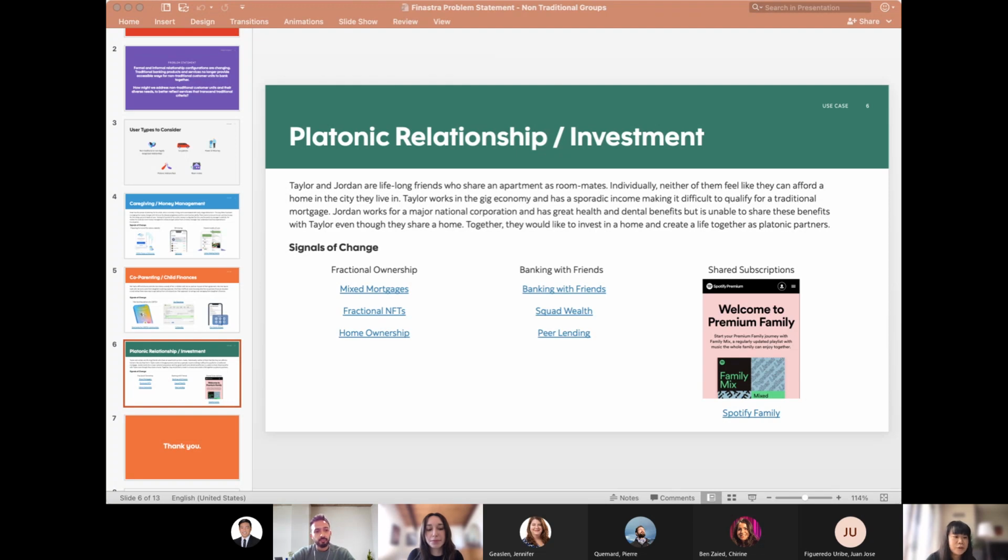So I think that traditional FIs are just being a little slower than the rest of the industry at even acknowledging some of these relationships and finding solutions for these non-traditional relationships. I think the industry is moving in that direction, but it's not quite there yet. And even things like this example that we're showing here, Jordan and Taylor are creating a life together platonically, but they can't share health and dental benefits. I haven't heard of a lot of insurance companies that give people that ability. And that's just one example where the industry, I think, needs to catch up.